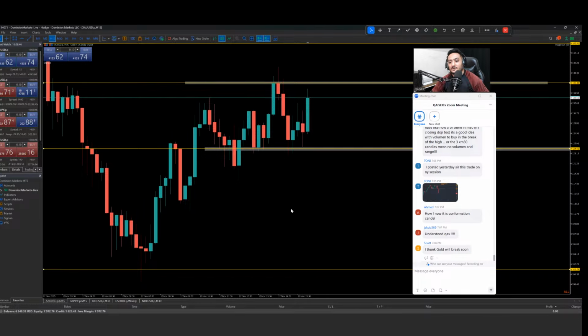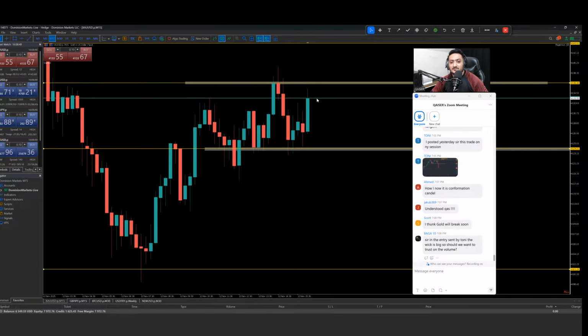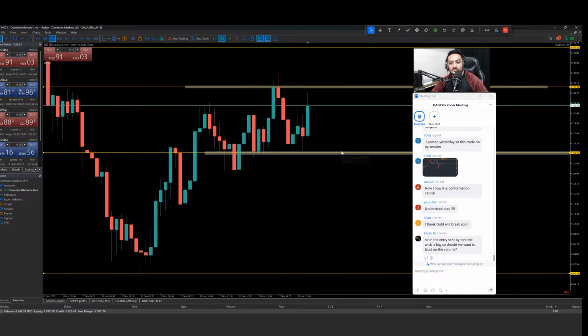Okay, now the confirmation candle should have to close above the resistance for buys, and should have to close below the support for sells. Simple.